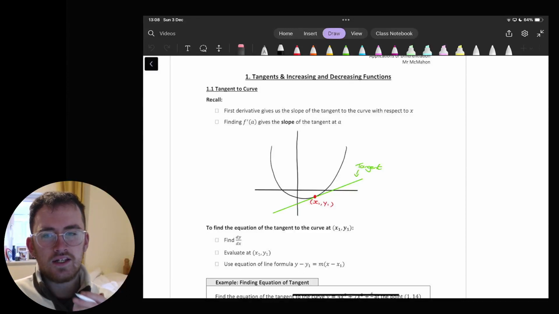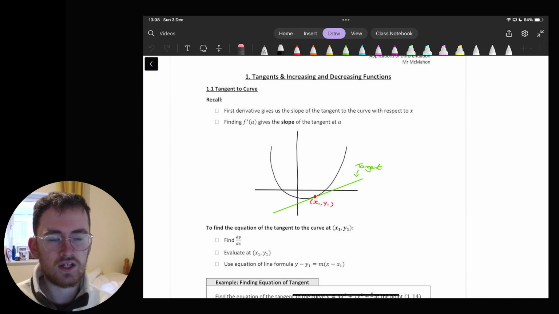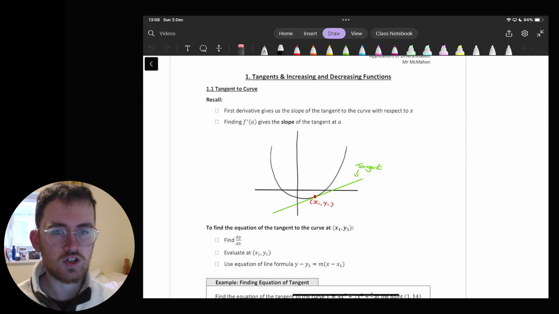Okay, so we're going to run quickly through tangents and increasing and decreasing functions. We have looked at some of this already in the previous chapter, or the previous videos looking at calculus generally. So we're just going to look into it in a little bit more detail now, in terms of applying it to functions questions and the questions we could be asked.